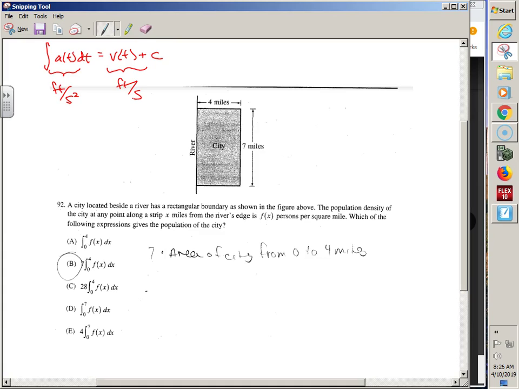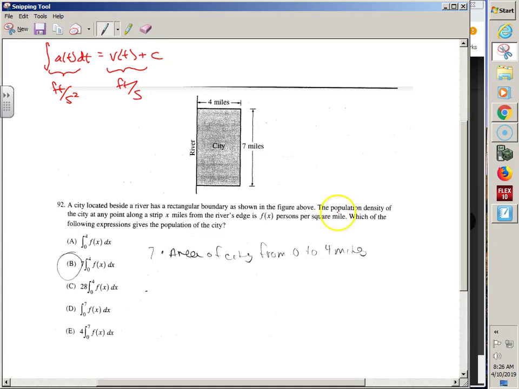And then if I integrate velocity, I get position. And position has what as a unit? Feet. So then once again, I lose another per second. Okay, we're going to use that here, because they tell me something about density.